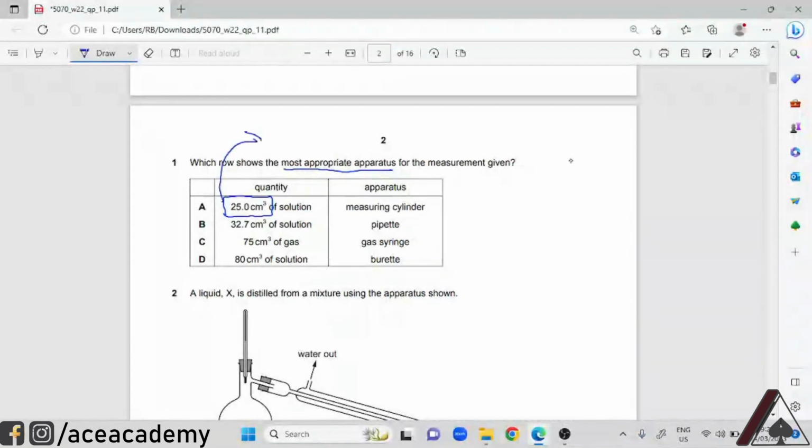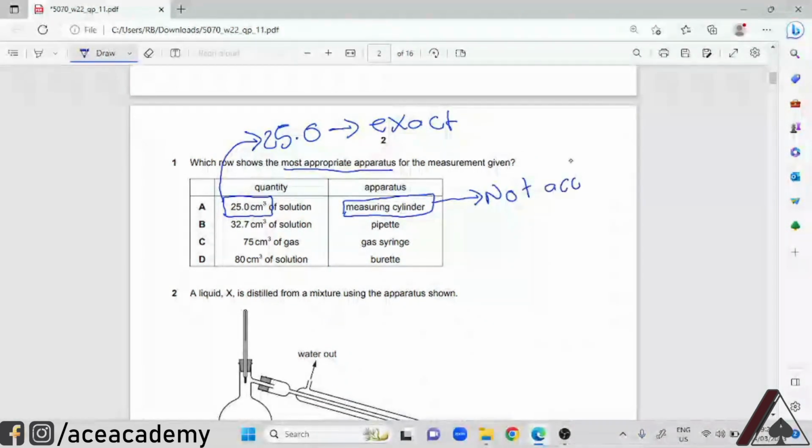When the 25.0 is there, when the 0.0 is over there, they want something which is more accurate or exact. But in a measuring cylinder, we cannot measure the exact volume or the accurate volume because a measuring cylinder is not accurate. As a result, option A is not the answer. Option B is 32.7 cm cube of solution in a pipette.